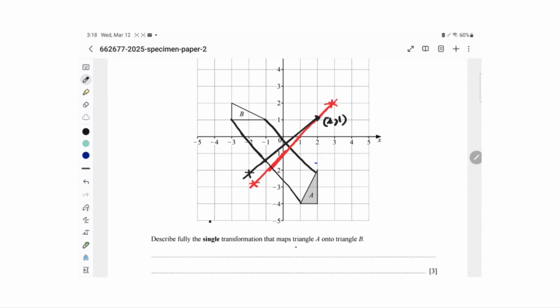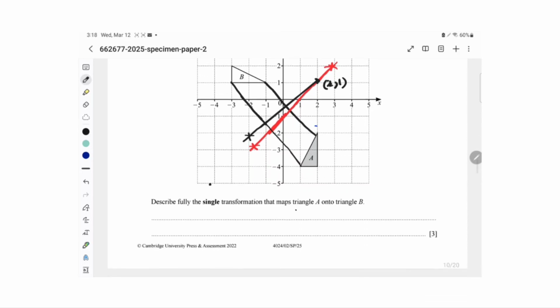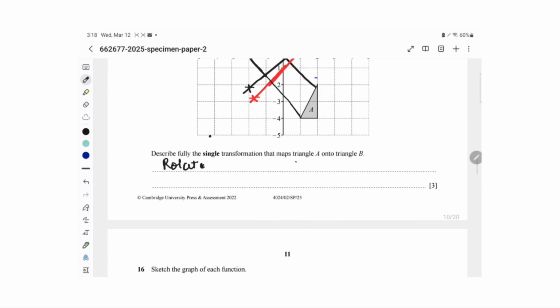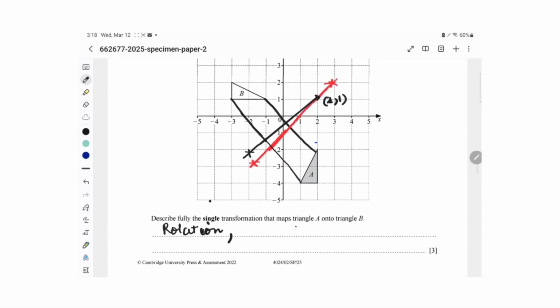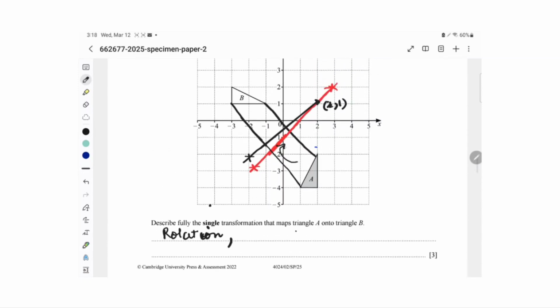So you just realize that in rotation, when you draw the lines joining the corresponding points and then make perpendicular bisectors, wherever the perpendicular bisectors intersect will be the center of rotation. So it is a rotation, and it is clockwise because you can see the rotation is like this.